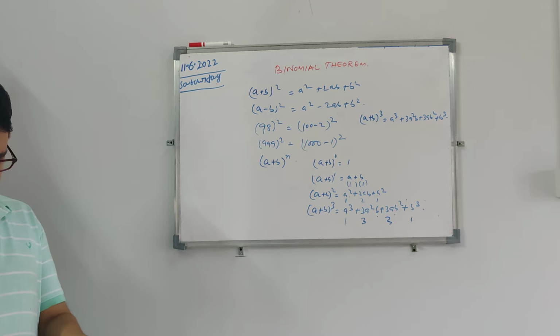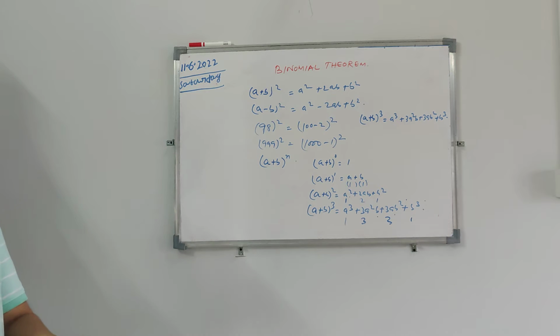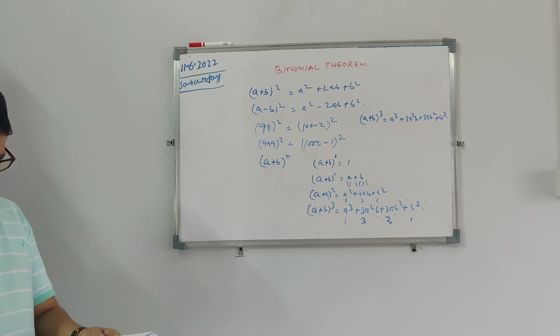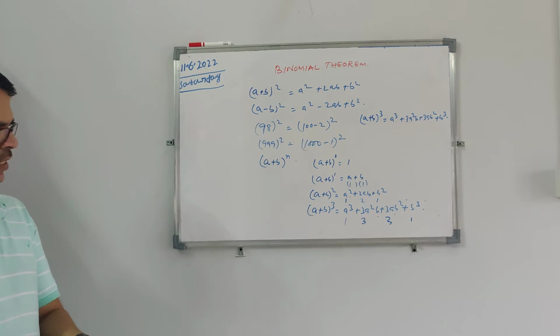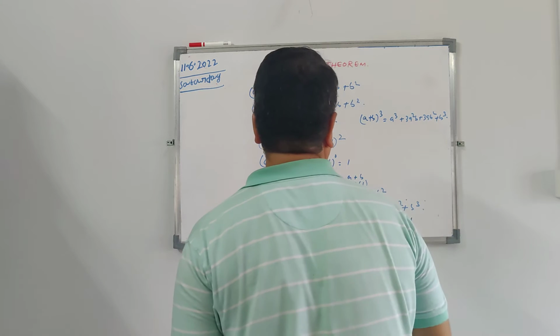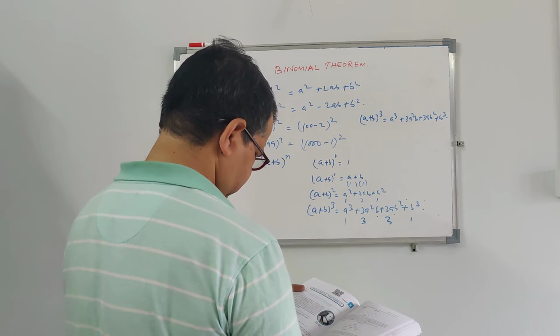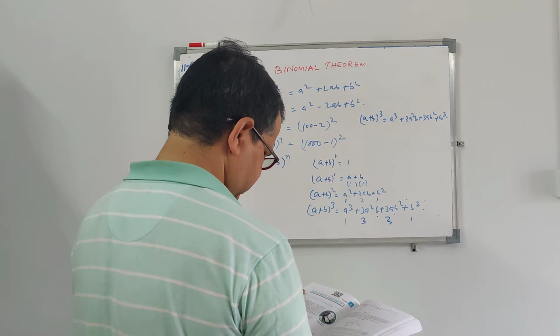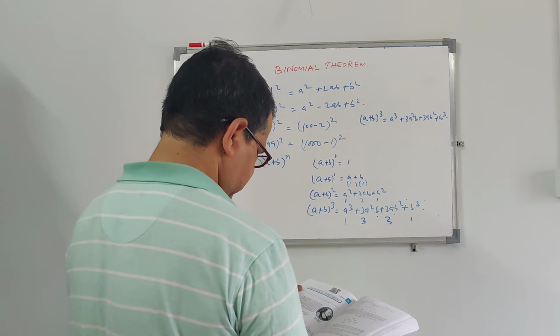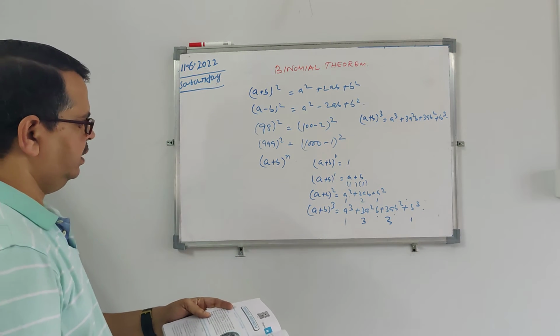In each term of the expansion, the sum of the indices of a and b is the same. When you add the indices, it will be equal to n, the index of (a plus b).